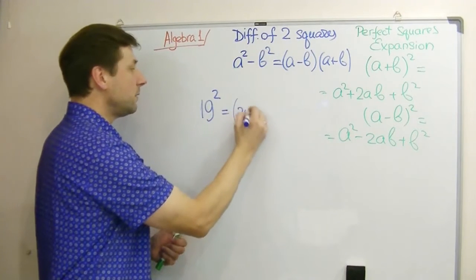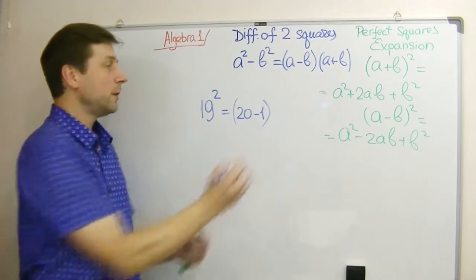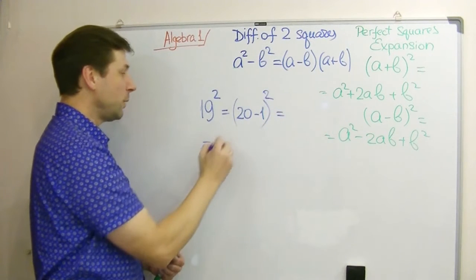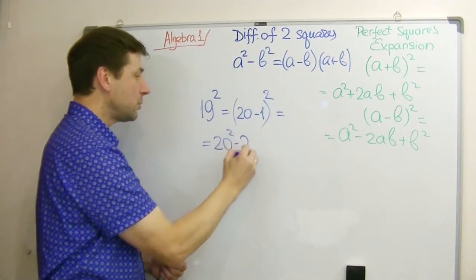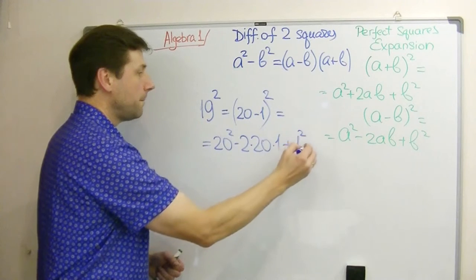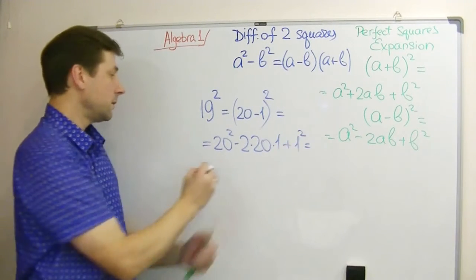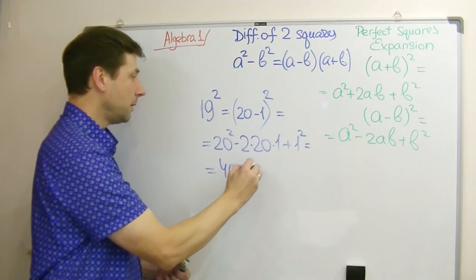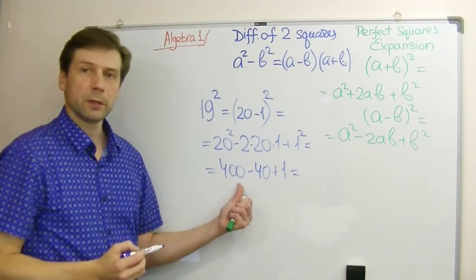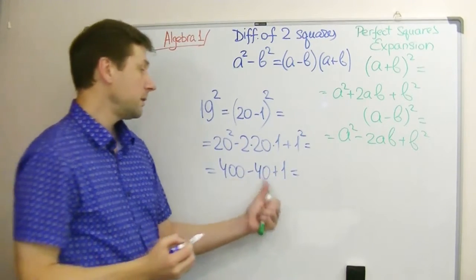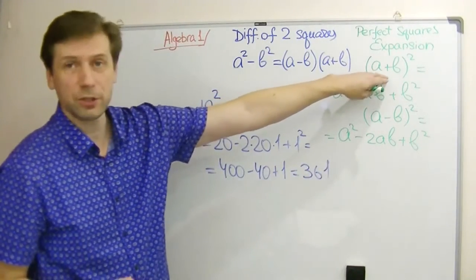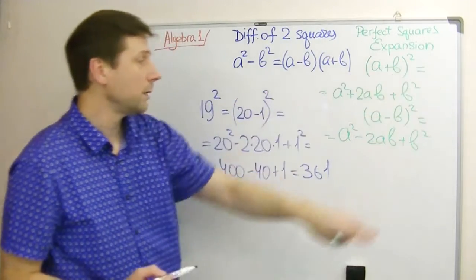19 is 20 minus 1, right? 20 minus 1 squared is equal to 20 squared minus 2 multiplied by 20 multiplied by 1 plus 1 squared. Okay? And we see this is 400 minus 40 plus 1. And this is already easy to calculate. 361. Okay? Same thing for the addition, which is squared.